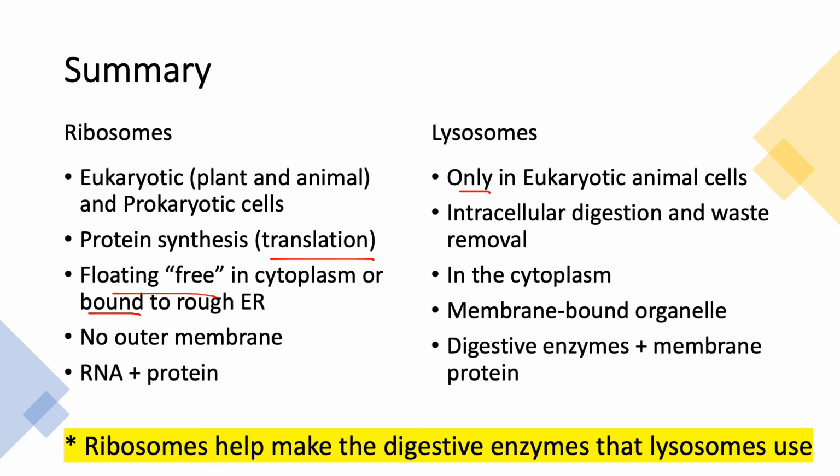And an important link to note between these two structures is that ribosomes, if you remember, are the ones that are translating the mRNA to polypeptides. So the ribosomes are making the digestive enzymes, because remember, enzymes are proteins. They're helping make the digestive enzymes that the lysosomes use.